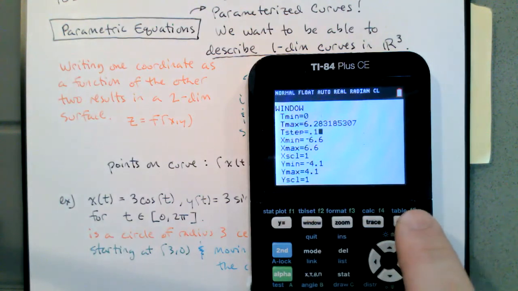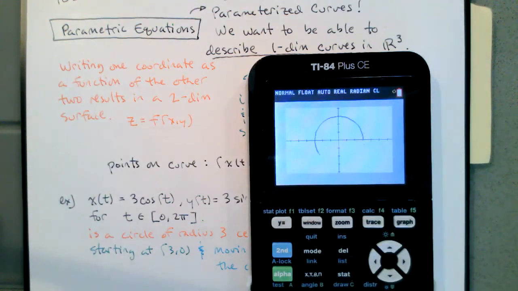So let's hit graph and see what we get. So we get the circle of radius 3 as advertised. But moreover, instead of just having the circle, it started off at 3, 0 and went counterclockwise once around the circle.